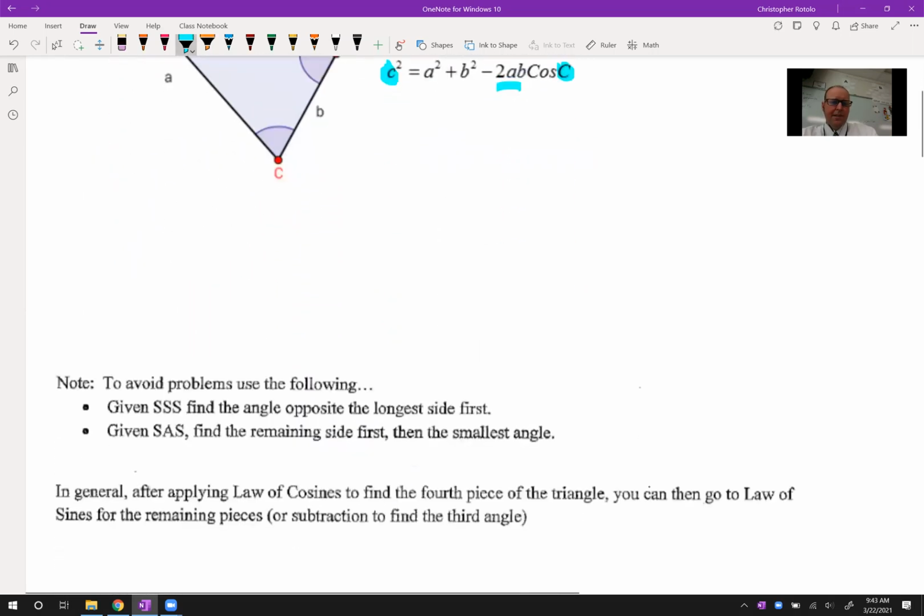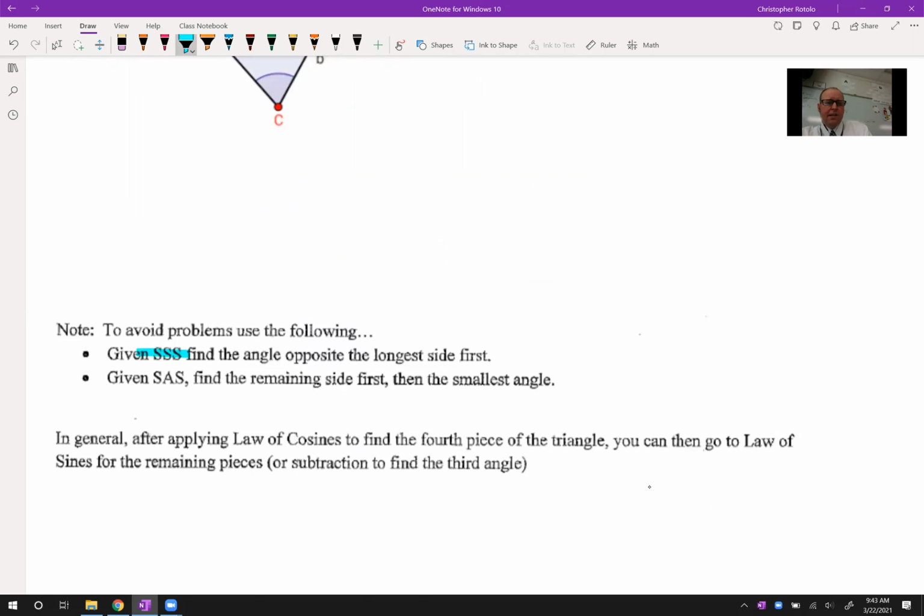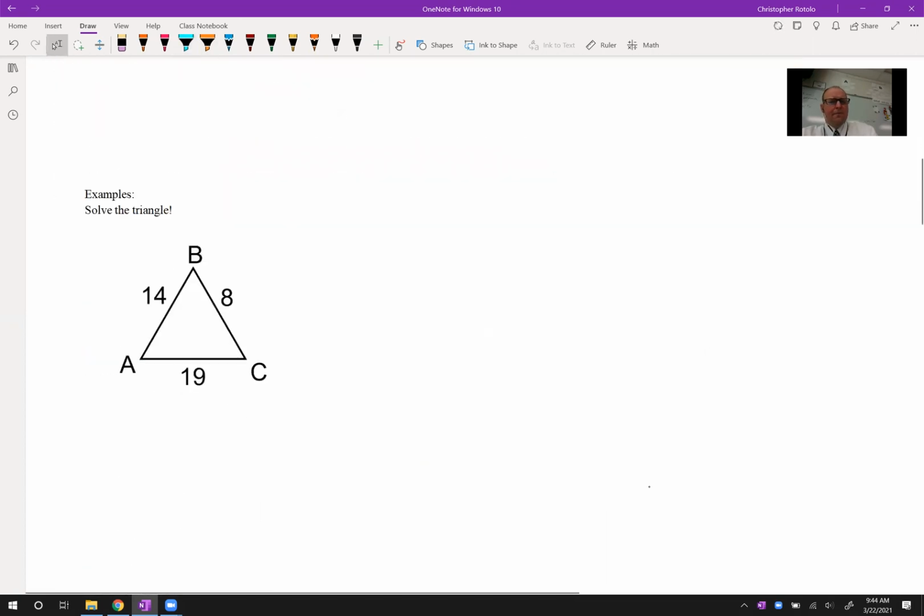All right, a couple more formalities here. If you're given side, side, side, what you want to do is find the angle opposite first. Okay, not a must, but definitely makes it a little bit easier. And if you have side angle side, we want to find the remaining side first and then the smallest angle. Okay, so it just gives a little bit of order. Basically, the law of cosines, we only want to use it once if we can do it right. And then we're going to quickly switch over to the law of sines because it's a little bit easier to work with.